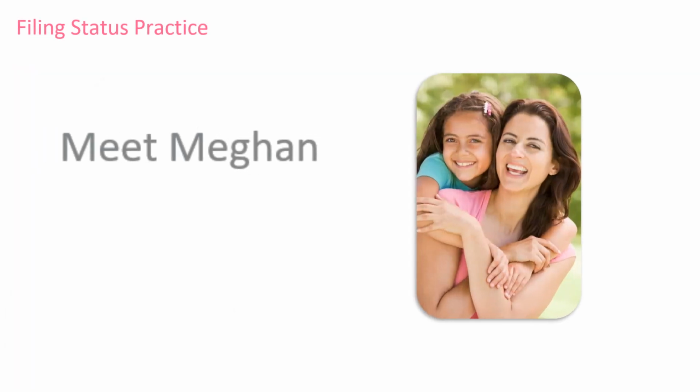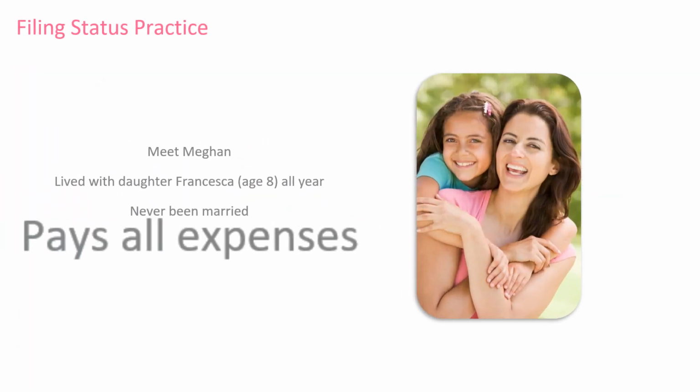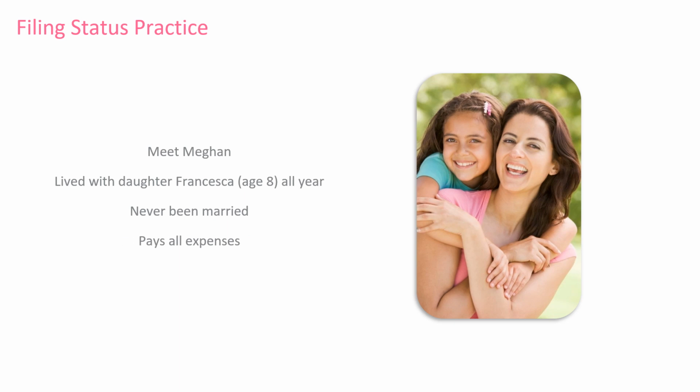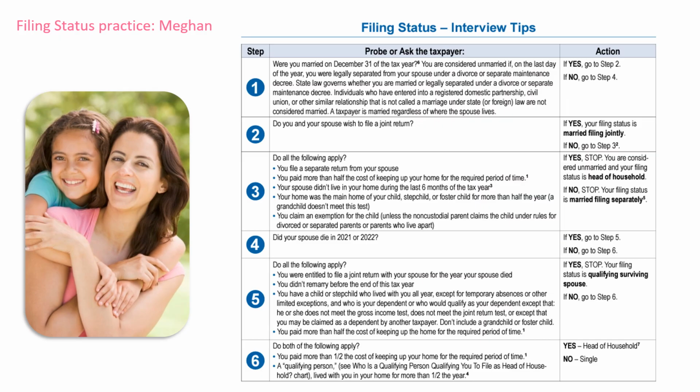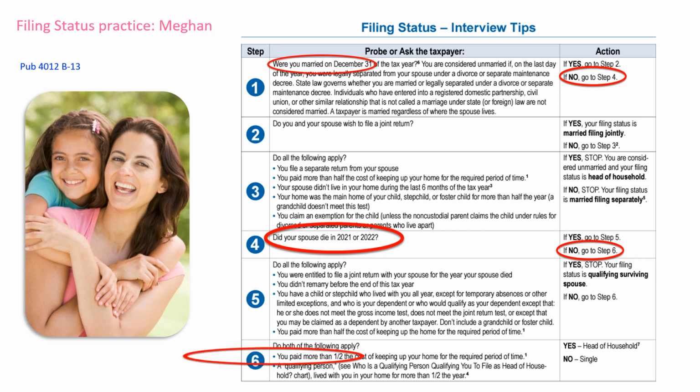Now meet Megan. She lived with her daughter Francesca all year. Francesca is 8 years old. Megan has never been married and pays all the expenses for herself and her daughter. Let's go through the steps again. Megan wasn't married, and she did not have a spouse who died. She paid more than half the cost of keeping up her home, but does her daughter Francesca qualify her for head of household? Let's find out.